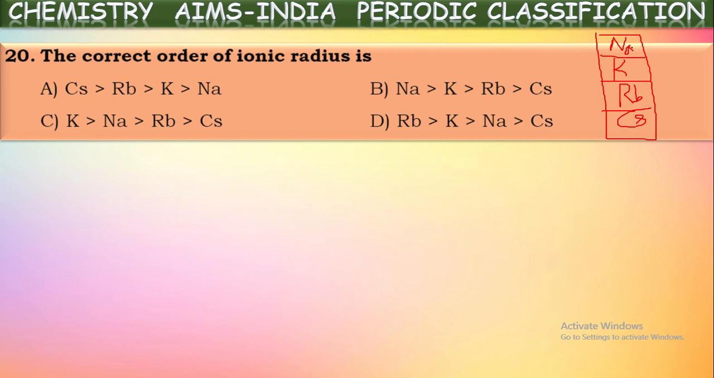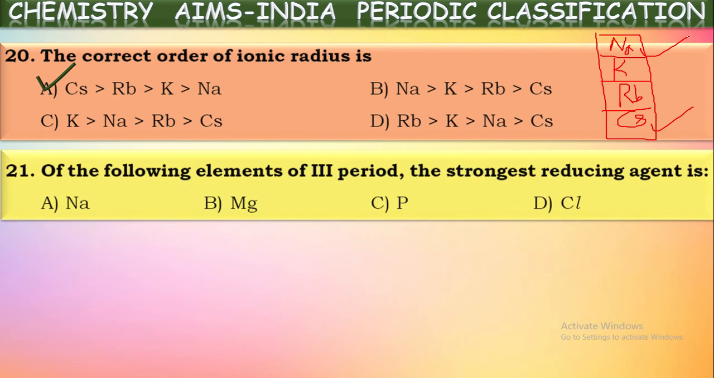Cesium. See where that order is mentioned, from sodium to cesium or cesium to sodium. They mentioned the decreasing order. Now it should start with cesium and end with sodium. So it is cesium, rubidium, potassium, sodium. Where is it mentioned? In the first one here. It is the correct decreasing order of their ionic radii.